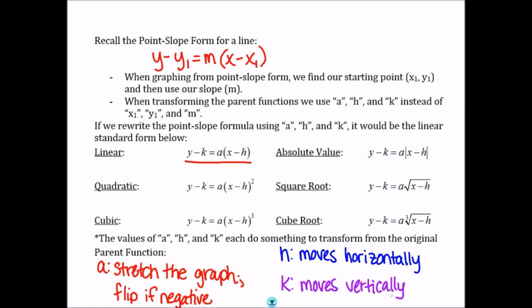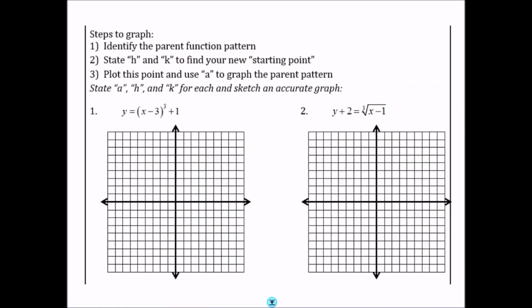So let's take a look at a few problems. When we're going to graph these equations, the best thing to do is to follow these 3 steps. First, identify the parent function pattern that you learned last class. Then, state h and k to find your new starting point. Plot that point and use a to help you graph the rest of the function.